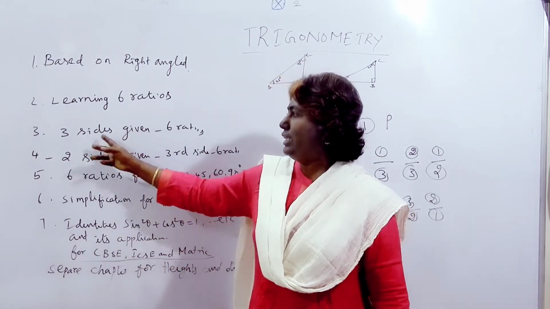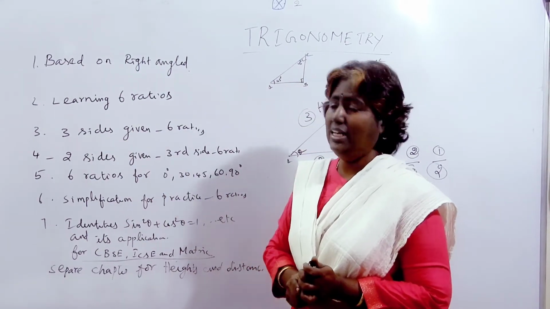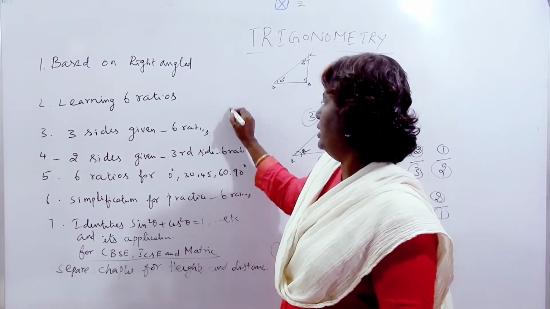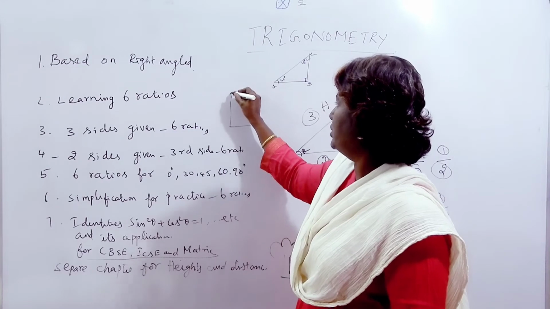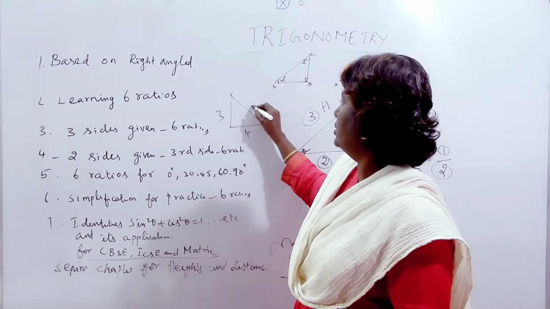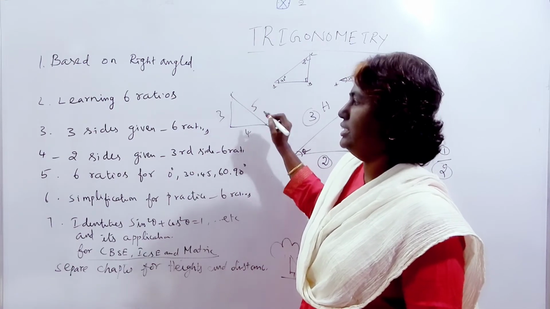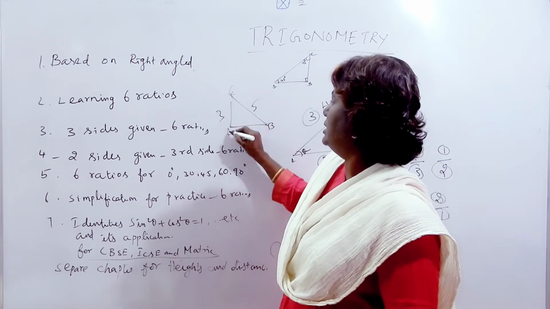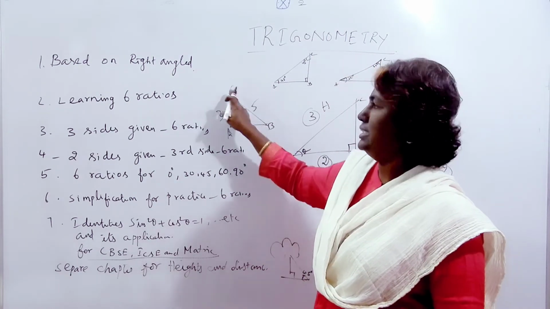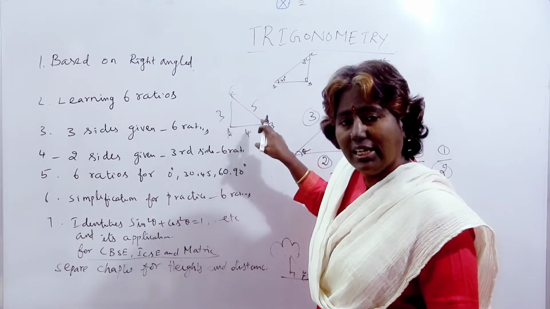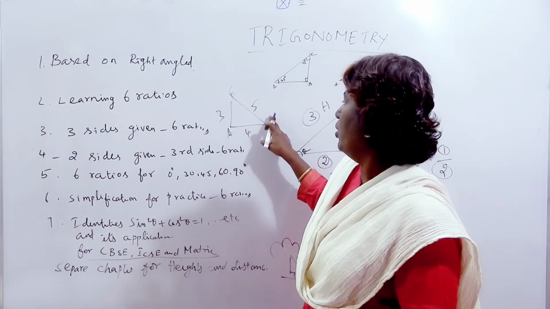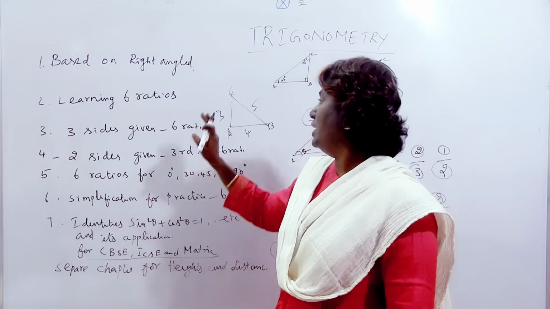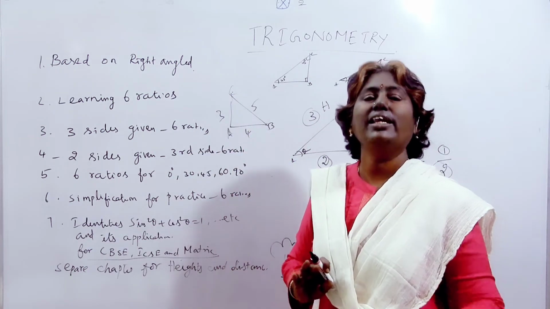Then what is the next concept? 3 sides will be given in a right angle triangle. Using these 3 sides, the 6 ratios you are supposed to find out. For example, in a right angle triangle, suppose they have given this side is 3, this is 4, this is 5. Using these 3 sides, you are supposed to find out sin A, sin B, sin C, then cos B, cos C. Like that they will be asking you to find out all 6 ratios for B and all 6 ratios for C also. If 3 sides are given for a right angle triangle, this is the next concept.